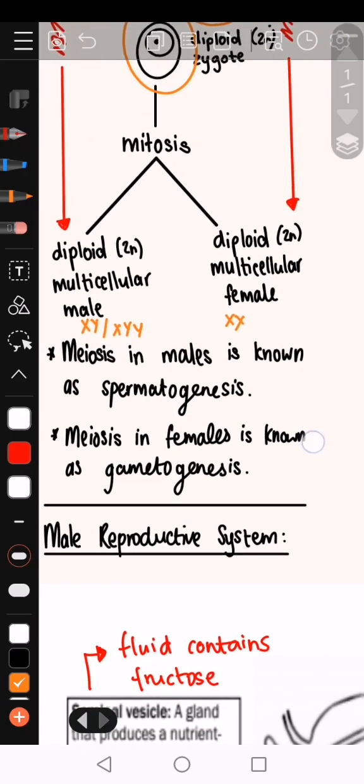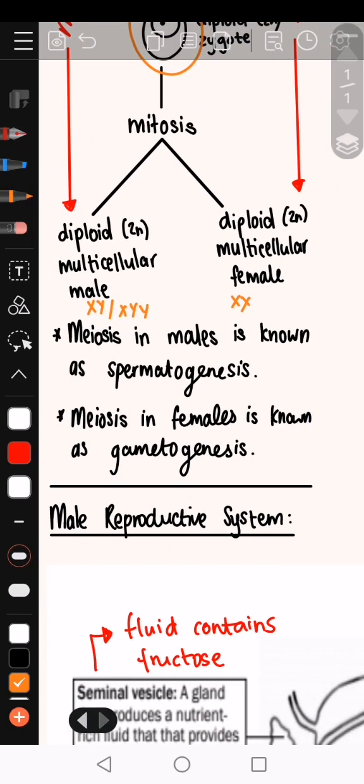But what I want to touch on quickly here is we've discussed meiosis, and we've discussed that it takes place in the sex organs. Now, meiosis in males is known as spermatogenesis. There is a specific term for the type of meiosis that takes place in the male sex organs, which is known as your testes. It is known as spermatogenesis.